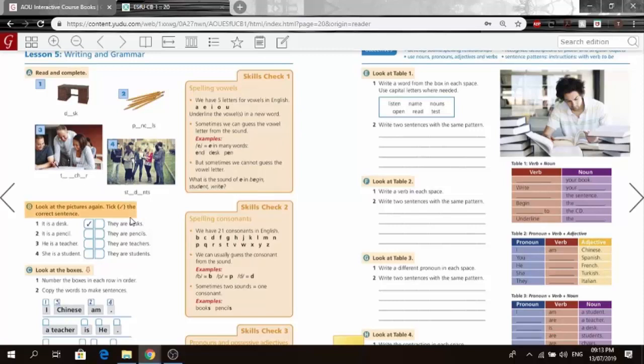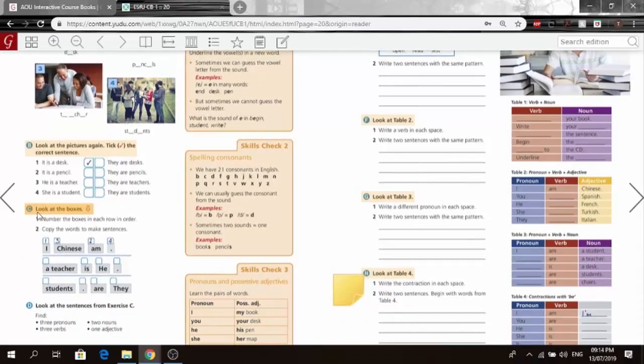Okay, I hope you were able to do them. Now let me review them. So, it is a pencil, they are pencils. So, obviously, pencils, plural, so tick on they are pencils. He is a teacher, they are teachers. Obviously, one teacher right here teaching his students, so he is a teacher. She is a student, they are students. You can see a group of students here, so they are students. Okay, moving on to now exercise C.